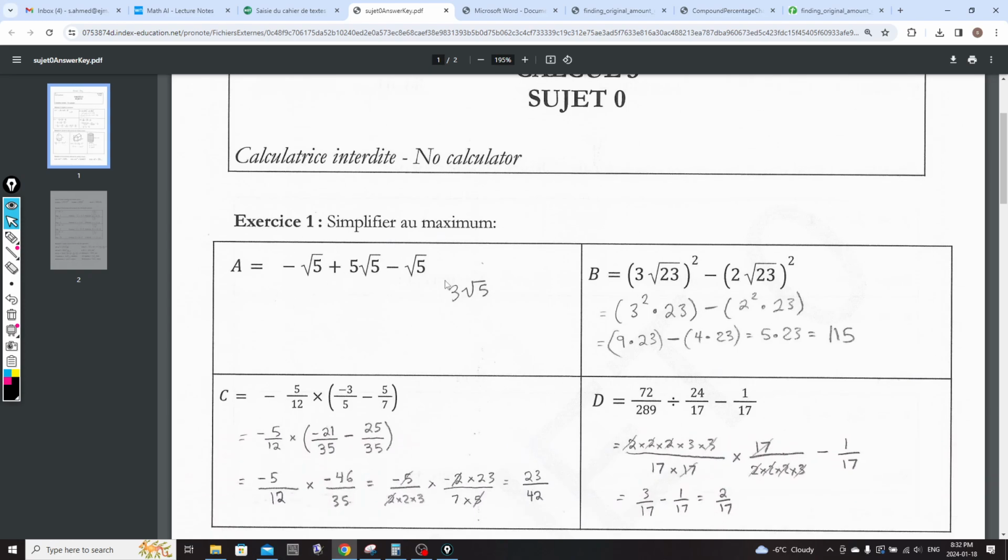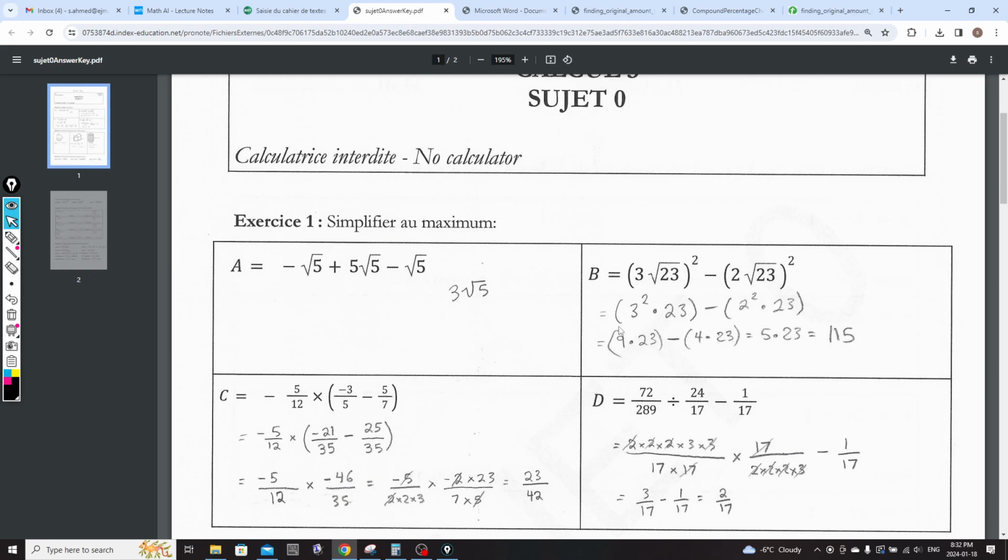So for this very first example right here, you've got negative square root of 5 plus 5 square root of 5 minus square root of 5. So remember that these square roots of 5, you can actually consider them as variables. You could even think of them as an x, right? So you could say minus x plus 5x minus x. Well, minus x plus 5x is 4x, and then 4x minus x is 3x. Okay, it's not x, it's square root of 5. Well, there you go, you get 3 square root of 5.